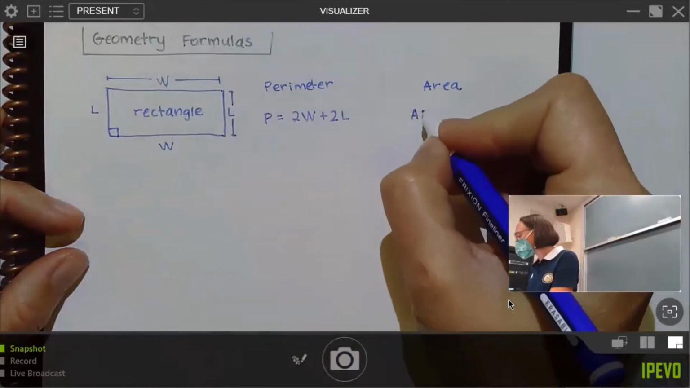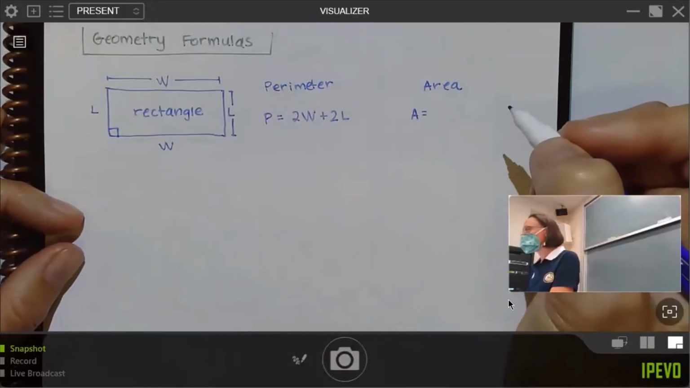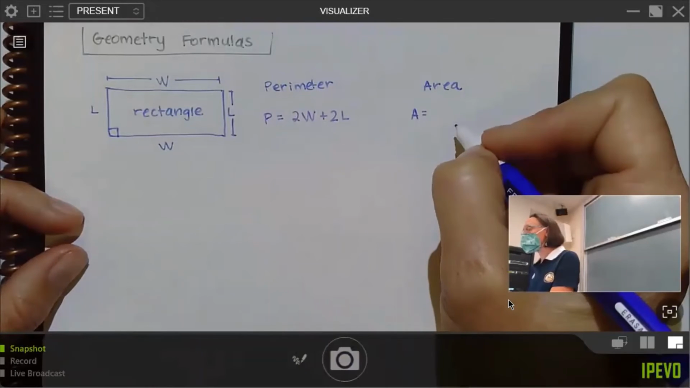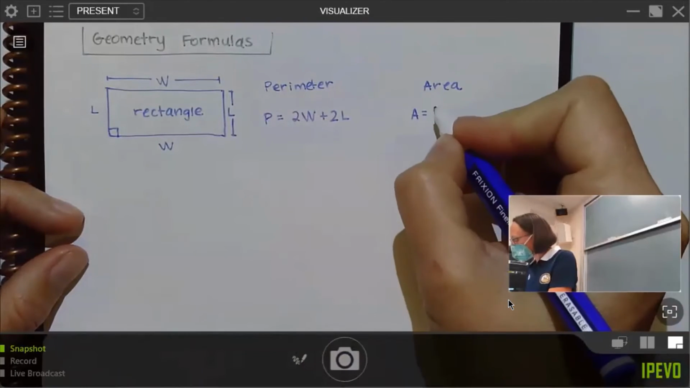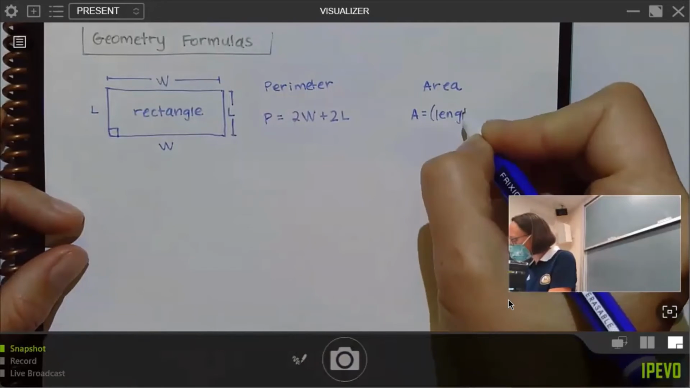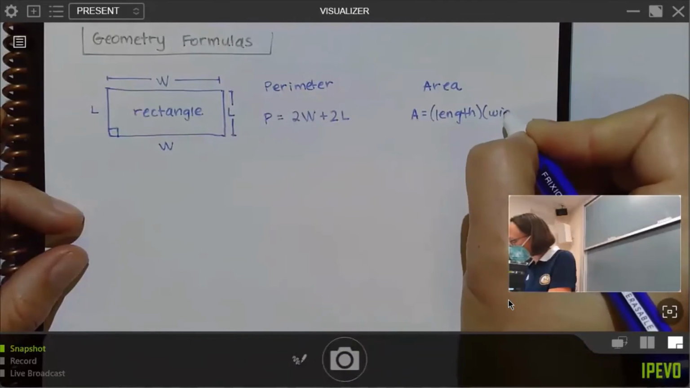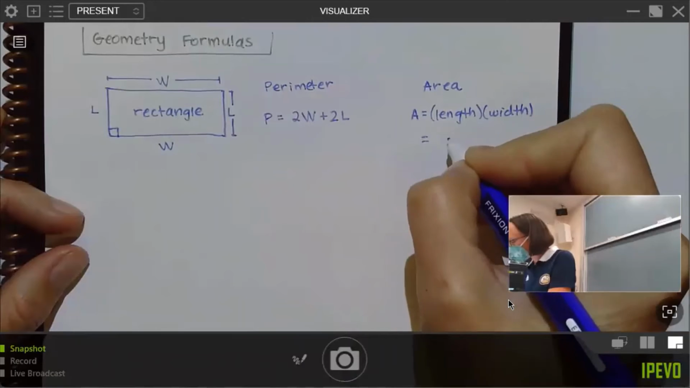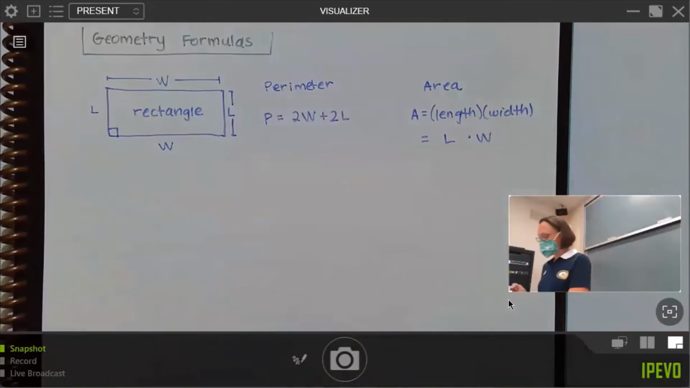The area of a rectangle is length times width or base times height. I'm going to write that in words. Length times width or L times W.